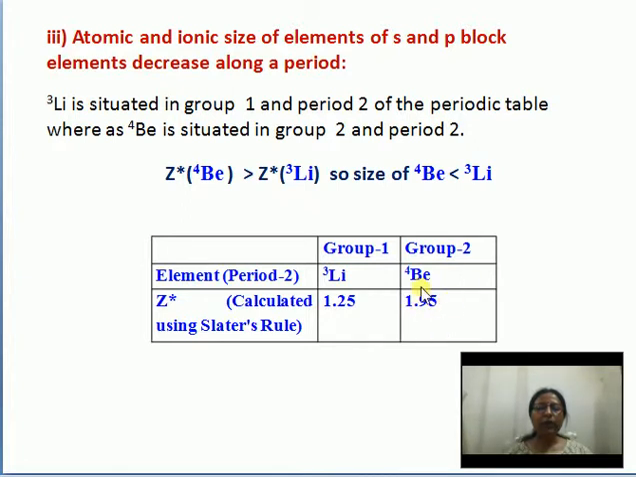That means for beryllium the Z star is more. If the Z star is more, we know very well that the size of the atom will be less. So Z star for beryllium is greater than Z star for lithium. So the size of beryllium will be less than that of lithium. So we can say that as we are going from left to right in a period, the atomic size decreases as the effective nuclear charge increases.